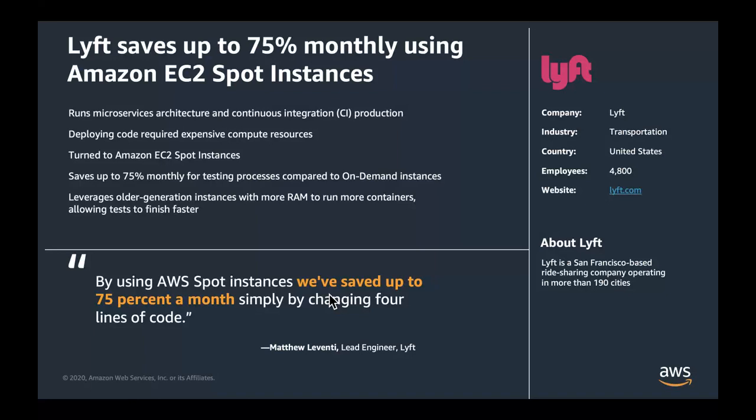They saved about 75% in monthly compute costs by invoking Spot using the Jenkins plugin. What's really remarkable about the Lyft story is how little effort they had to put in to start taking advantage of Spot. They changed only 4 lines of code to start using Spot and saved the 75% a month. It's a really low level of effort for pretty significant savings.